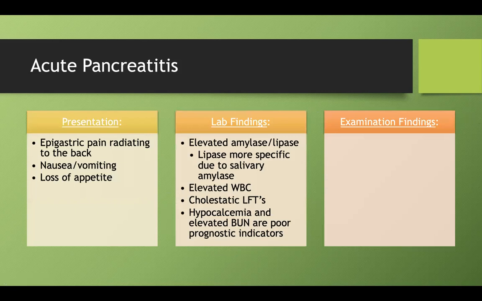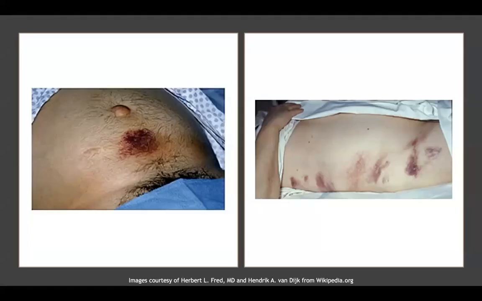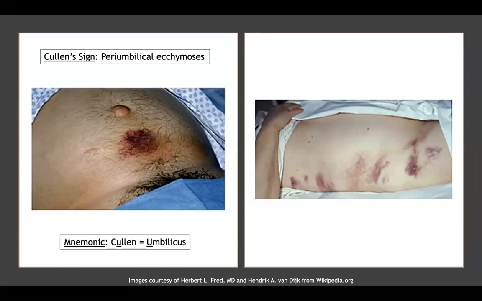On examination, there are a couple of classic things they want you to know. First off, they want you to know abdominal tenderness, but what's more important are these signs. There are a couple of signs, Cullen sign and Grey Turner sign, which I have pictured here. Cullen sign on the left is periumbilical ecchymoses, and I want you to remember Cullen for umbilicus. You can see this bruising right here near the belly button.